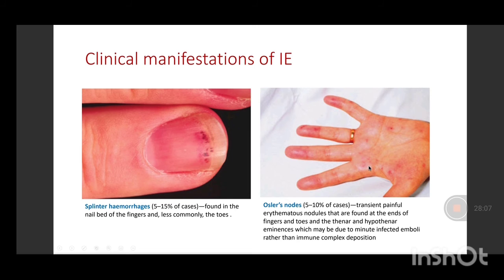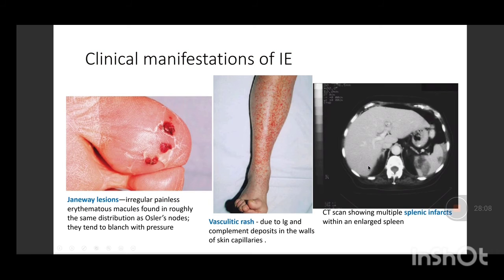They are painless, erythematous macules. Macules means flat, with no raised margin, with the same distribution, and the main mechanism remains the same as with Osler nodes. Then you can have a vasculitic rash, or you may see end organ infarcts on CT, as we talked of the spleen here, shown on the CT. The infarctions are there, or it could be the kidneys as well.